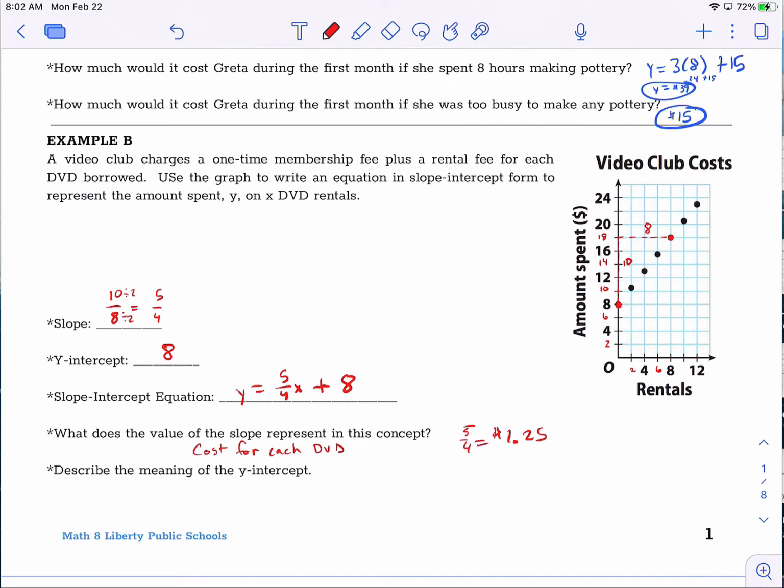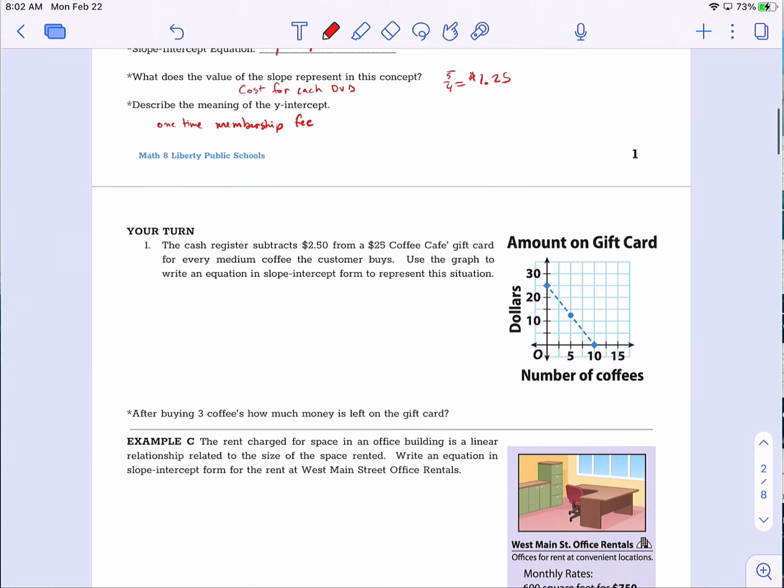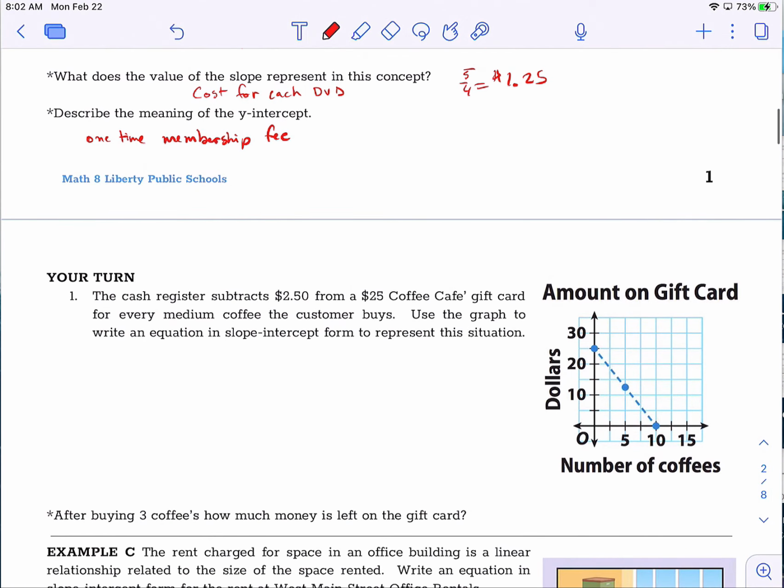And then the meaning of the y-intercept, that's the starting value. That would be the one-time membership fee. That y-intercept is always the starting value. What do I have to pay at the start? Okay, good. Now, the next part is a your turn problem, so go ahead and give that one a shot and see if you can get that. You can see it has a graph and then some information to go along with it.